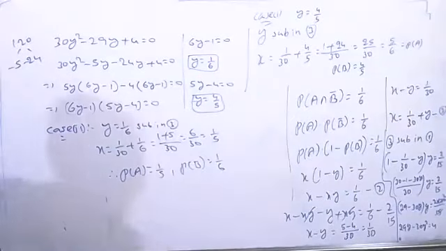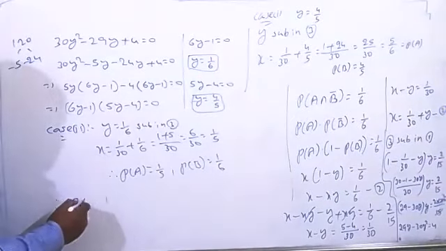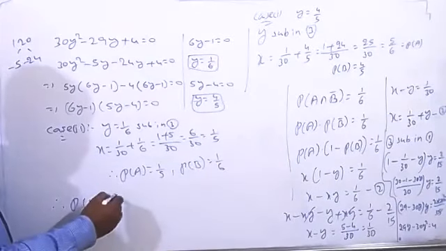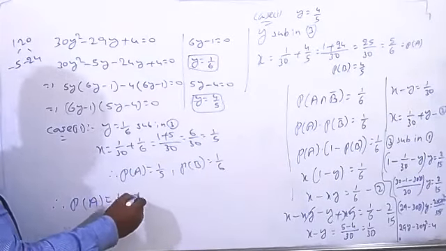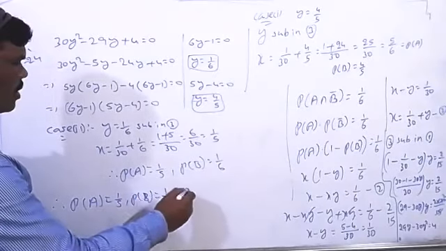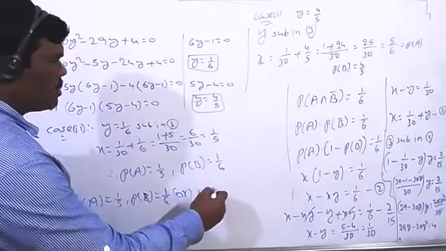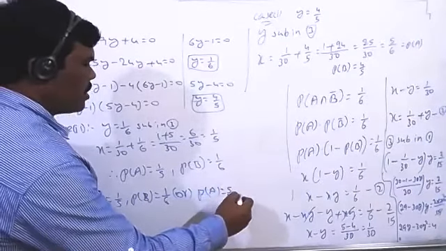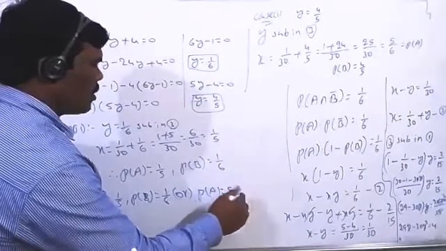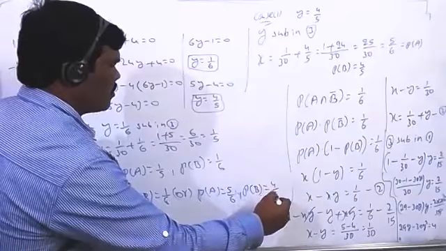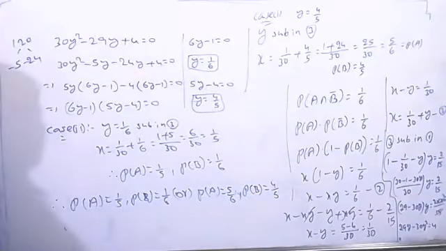So for conclusion you can write now: probability of A equal to 1 by 5 and probability of B equal to 1 by 6, or probability of A is equal to 5 by 6 and probability of B equal to 4 by 5. Okay, these are the values.